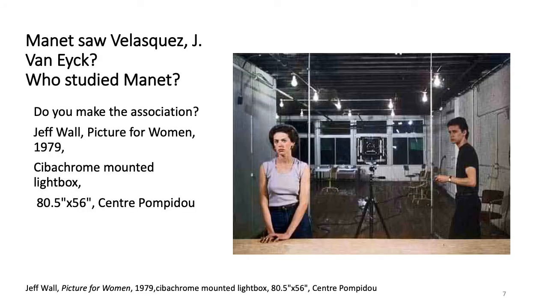Nearly 100 years after Manet painted the Bar at the Folies-Bergère, Canadian Jeff Wall created The Picture for Women. What is this photograph about? What is the action taking place? Here again, we see a woman behind a counter. Do we see the similarities to Manet?